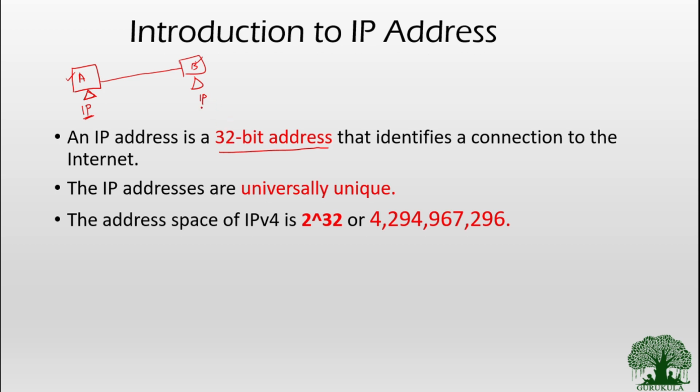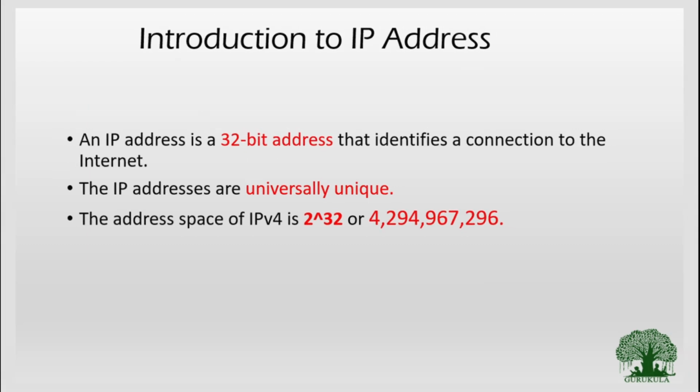When I say address, it is obvious that no two systems on the internet should have a common or the same IP address. So obviously all the IP addresses are universally unique. How many IP addresses can we have? It is quite simple math. We have 32 bits of addresses, so 2 raised to the power 32 gives approximately 4 billion IP addresses. That is a very basic introduction of an IP address.